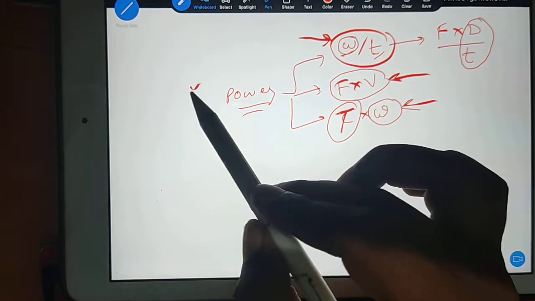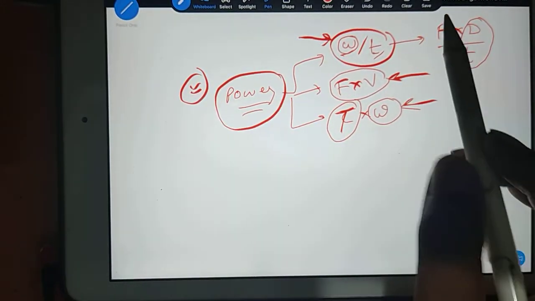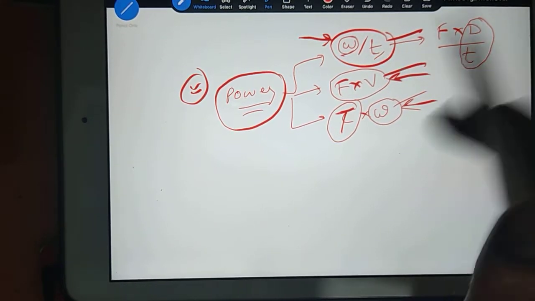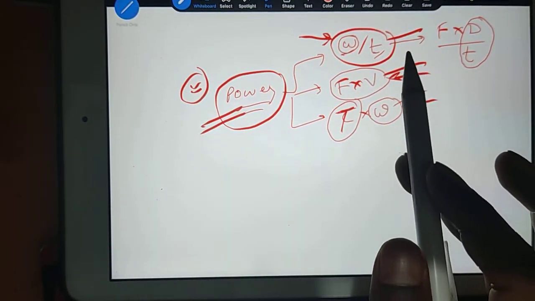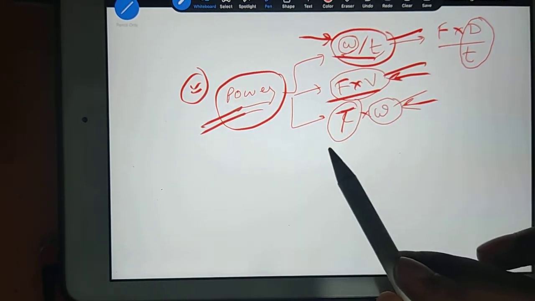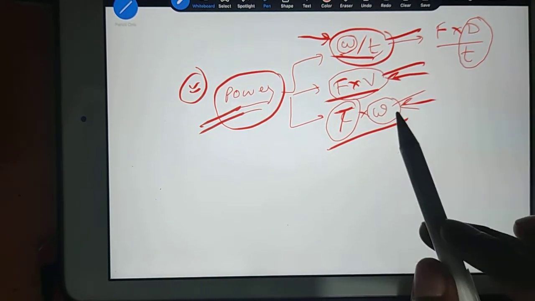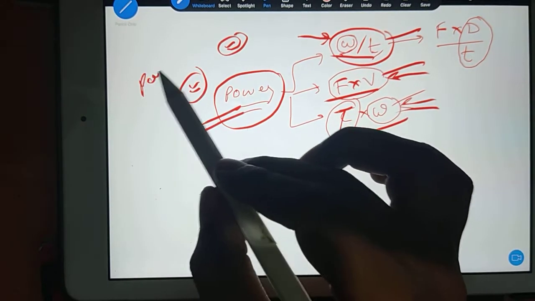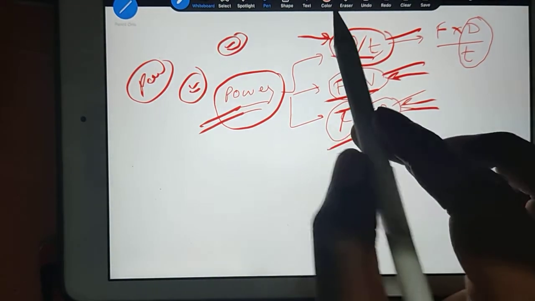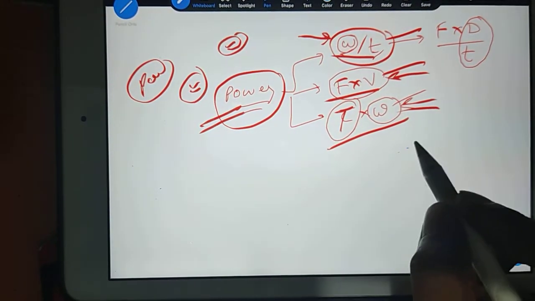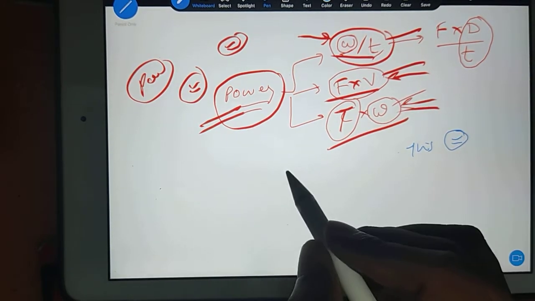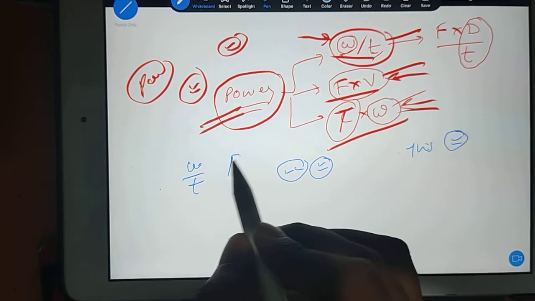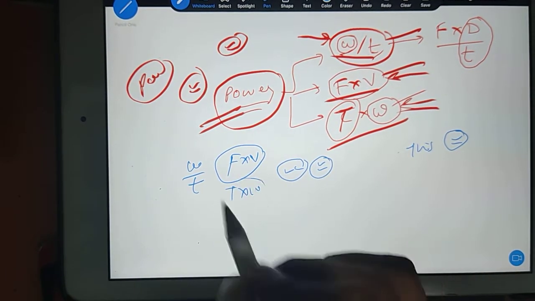So next time as an engineer, whenever the word power comes into your mind, these three formulas should be on your fingertips, in your brain. Whenever someone is saying power, then W by T, F into V, torque into omega. Not only engineers, wherever the word power comes into the picture, like just for fun, if someone is saying this politician is very powerful, or this person in India is very powerful, it means W by T, F into V, and torque into omega.